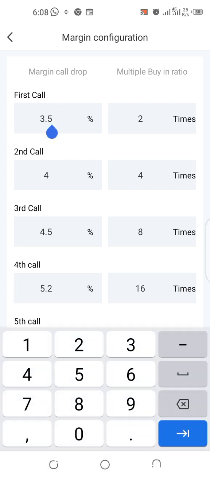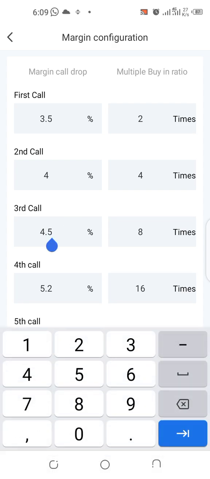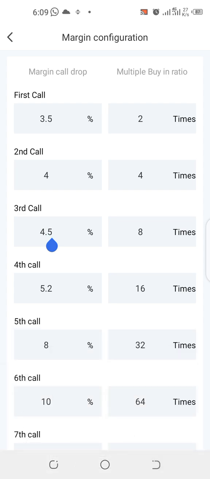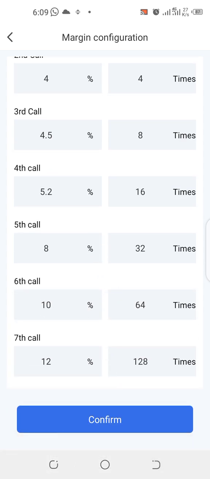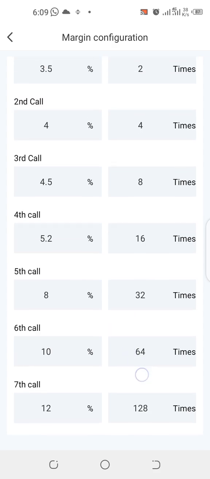I can still use this same margin call drop, the same ratios, 3.5% drop for the first one. If it drops under 4%, it buys some more. If it drops under 4.5%, it buys some more. If it drops under 5.2%, it buys some more, up till under 8, 10, and 12. The total of this is about 47.2%. So it makes allowance for the possibility of a 47.2% drop and makes funds available to keep buying coins the more it drops.